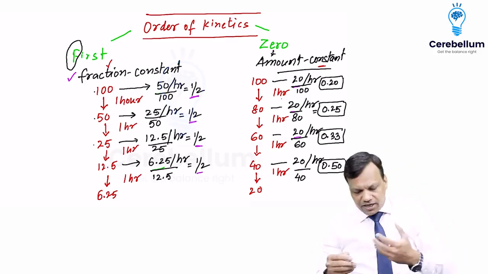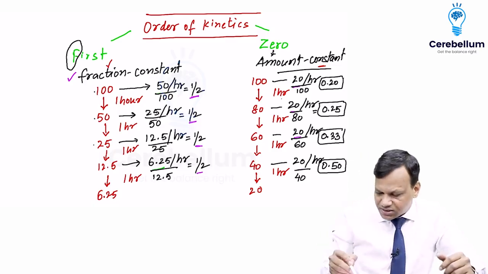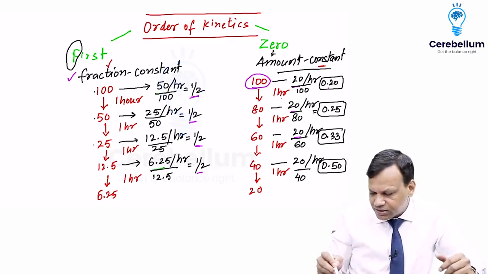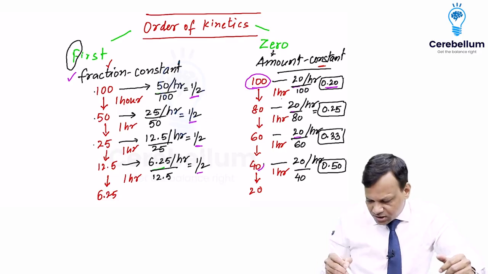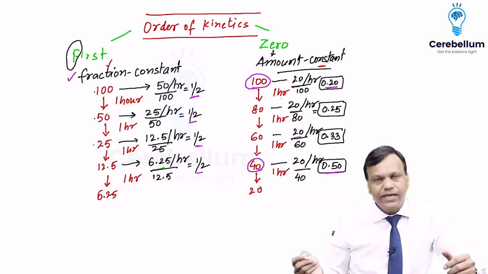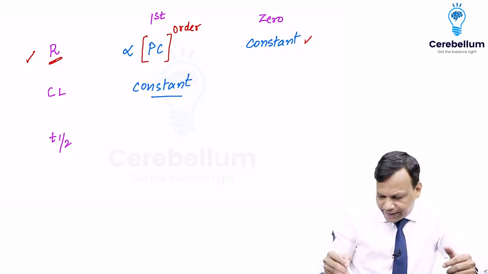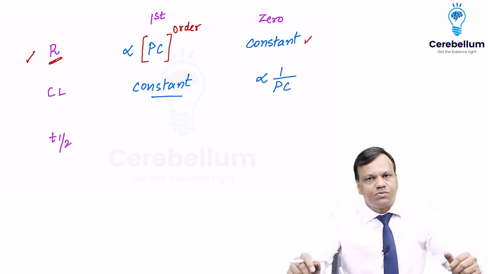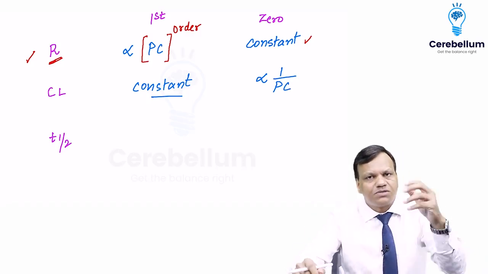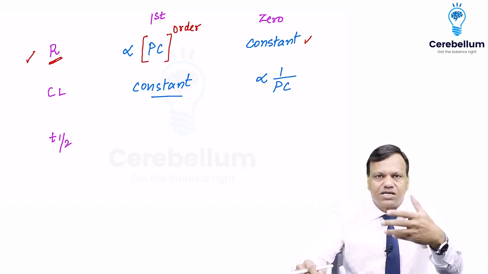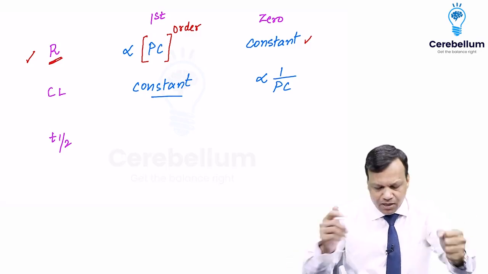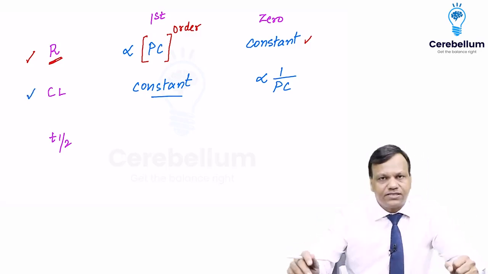So if you note carefully, when plasma concentration is high, clearance is low. When plasma concentration is low, clearance is high. Or we can safely say, in zero order kinetics, clearance is inversely proportional to plasma concentration. More plasma concentration, less clearance; less plasma concentration, more clearance. Okay, so that is important about clearance.